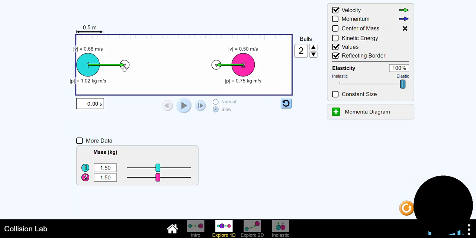If you want to change the velocity, the only thing you have to do is grab the tip of the arrow with the mouse and move left or right, and like that you can increase or decrease the magnitude of the velocity. Of course, as you increase or decrease the magnitude of the velocity, the linear momentum will also change.